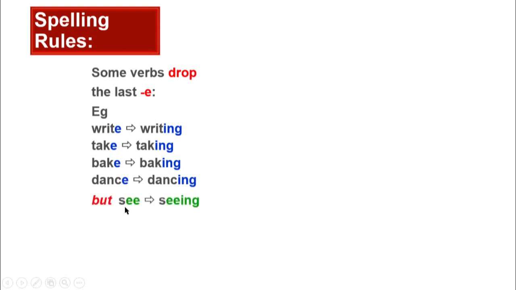But if you look at see here, I can't drop the last e, because it will change the verb. So I keep it and add ing.